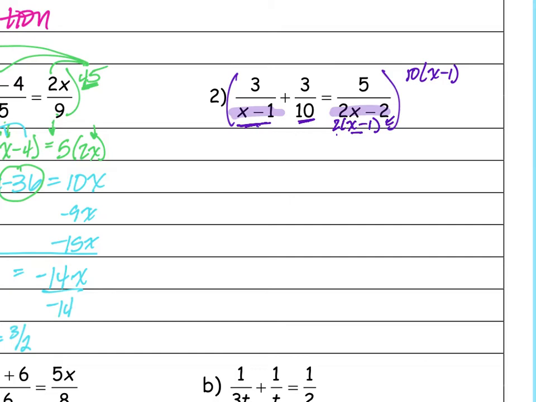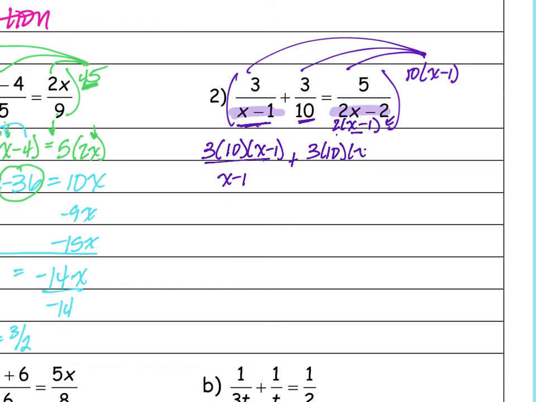Okay, so I'm going to distribute everything out. We're going to do exactly what we just got done. Distribute everything out. And it's 3 times 10 times x minus 1 all over x minus 1, plus 3 times 10 times x minus 1 all over 10, equals 5 times 10 times x minus 1 all over 2 times x minus 1. Right? Questions? No, we're okay so far?